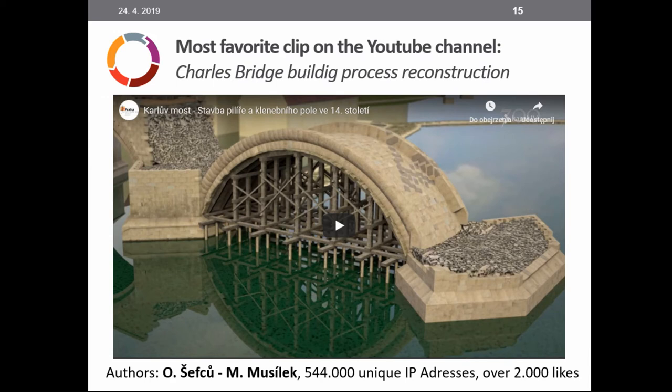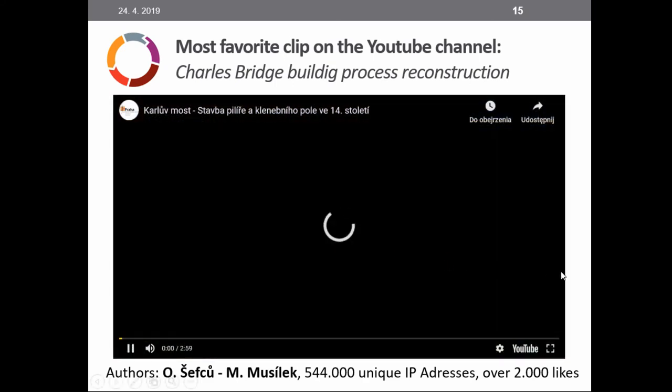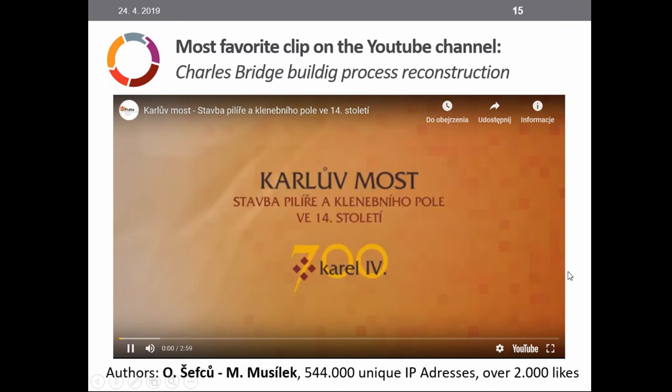Our best success is this visualization of the building of the Charles Bridge in the 14th century. So if we still have 3 minutes, we can look at it. I hope it's running.